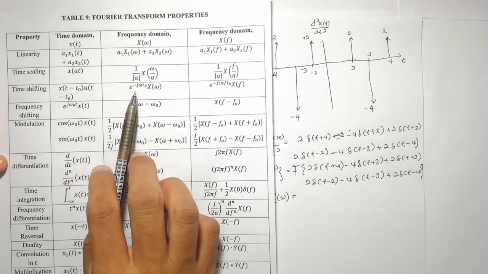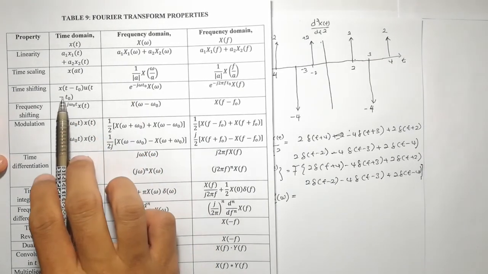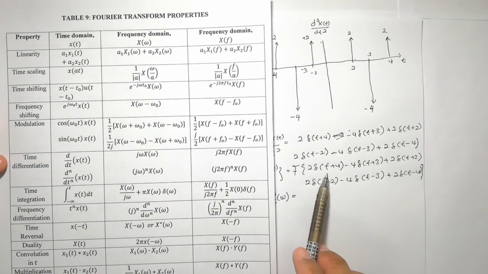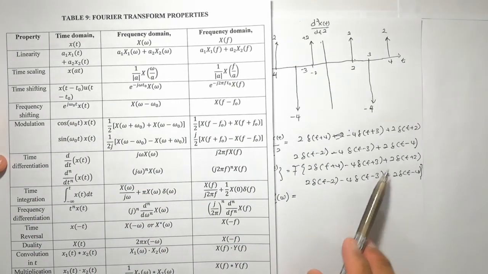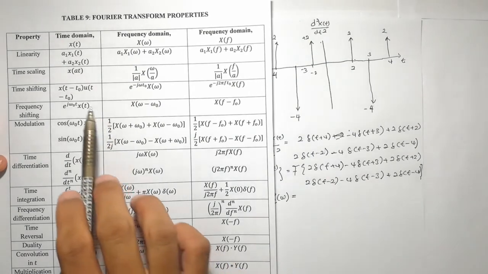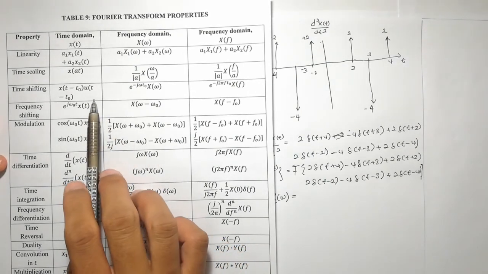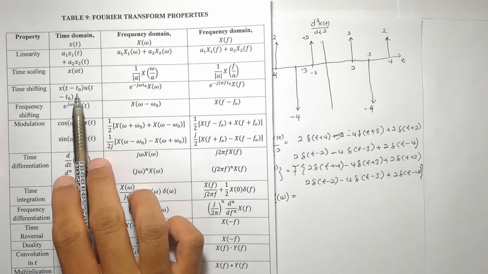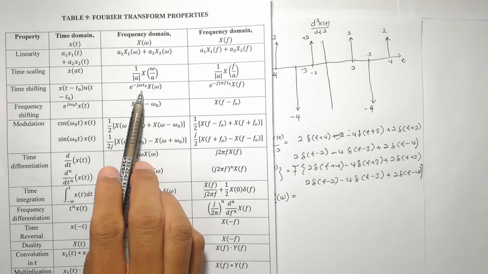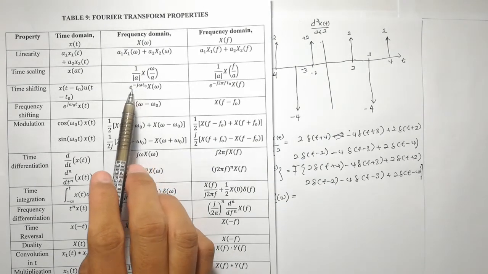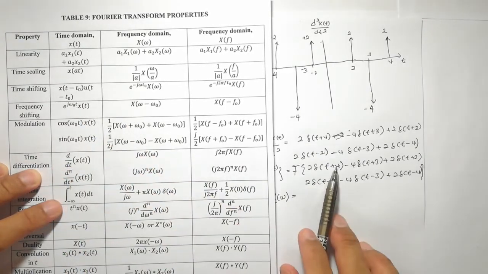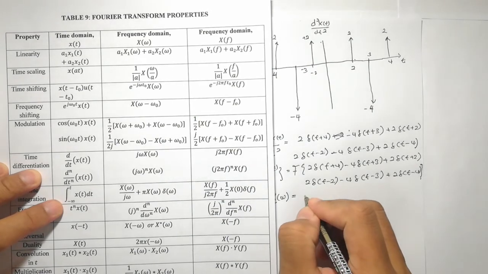So we have e^(-j omega t0) if you have x(t minus t0). In our case we have delta(t plus 4) and so on. We will use this property so that we can get our Fourier transform. Remember, it is t minus t0, so if it is plus, t0 will be negative for the first one. So t0 will be equal to negative 4, and this will give us 2.